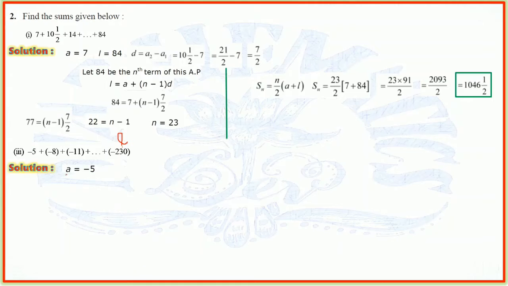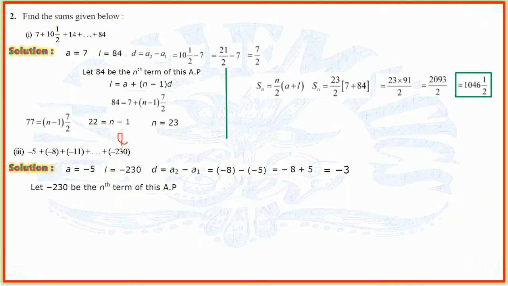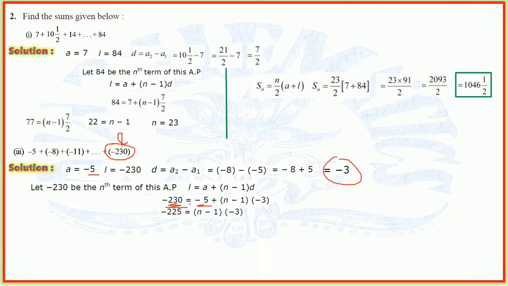A is equal to minus 5, L is equal to minus 230, and the common difference is second term minus first term, which is minus 8 minus plus 5, which is equal to minus 3. Now the nth term, let it be minus 230, which is the last term, so we'll use that formula. L is equal to a plus n minus 1 into d. Last term is minus 230, first term is minus 5 here, and d is minus 3.